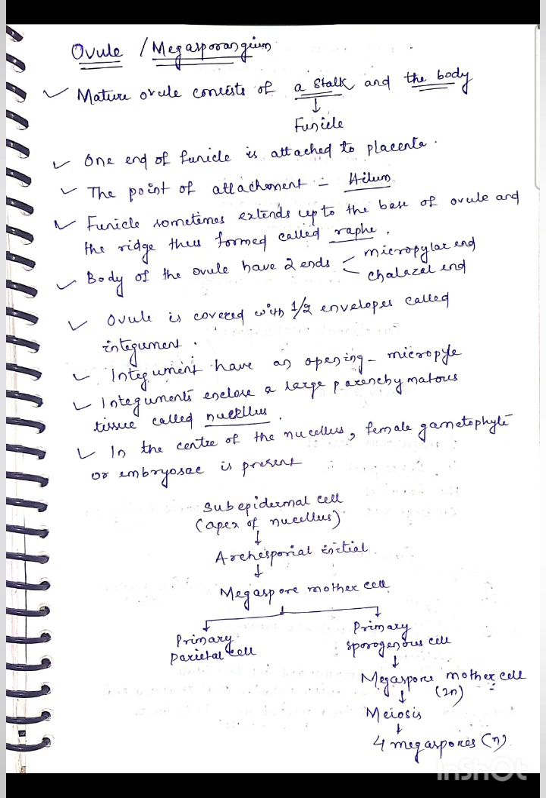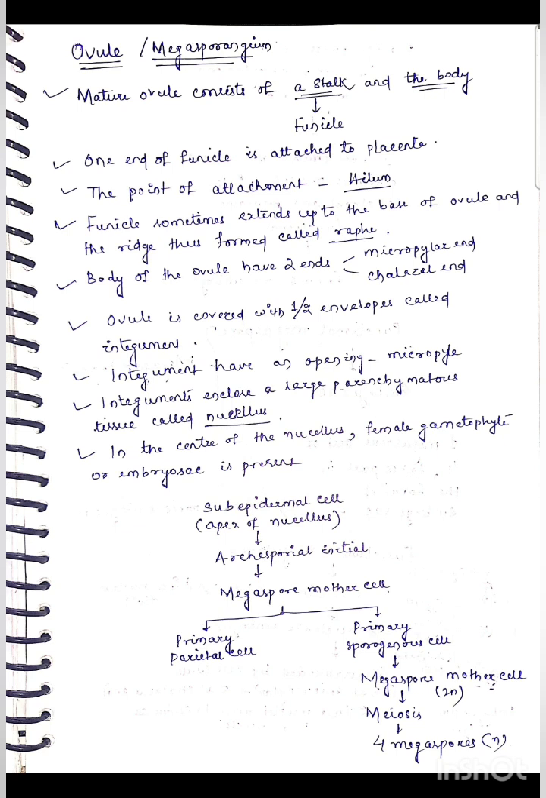The body of the ovule has 2 ends, one micropylar end and one chalazal end. The ovule is covered by 1 or 2 envelopes called integuments. That integument has an opening called micropyle. Integuments enclose a large parenchymatous tissue called nucellus. In the center of the nucellus, the female gametophyte or embryo sac is present.